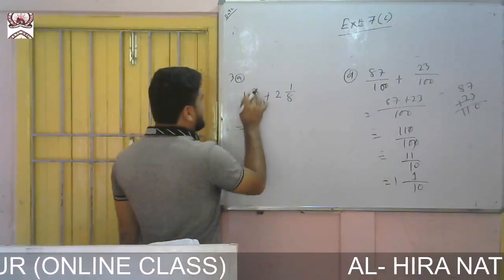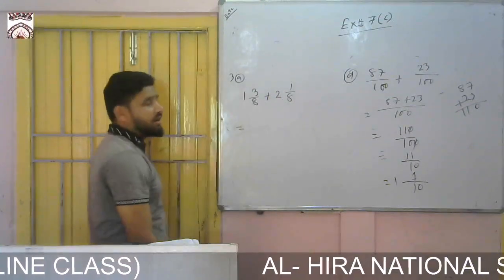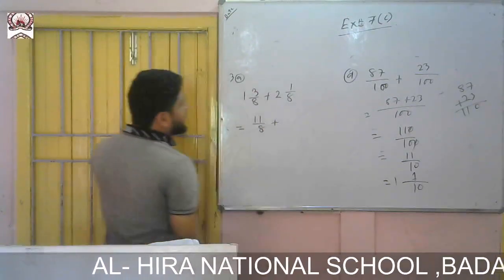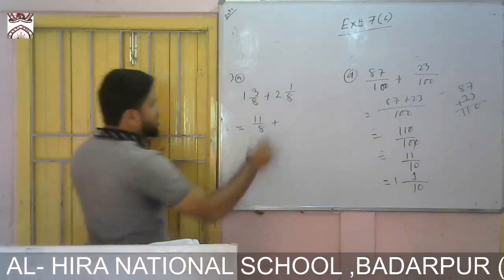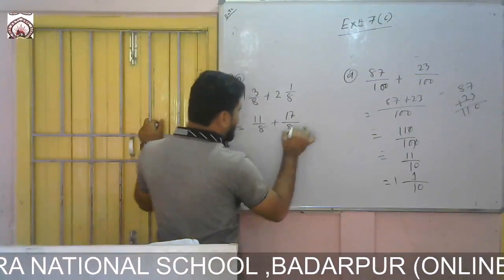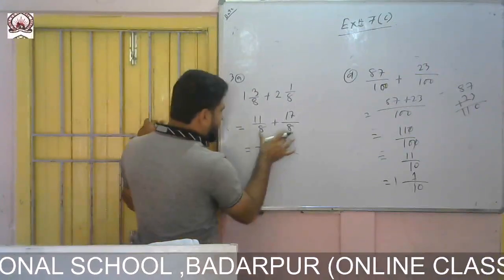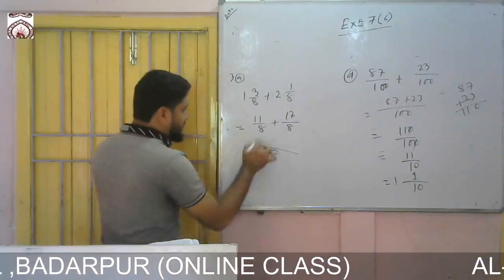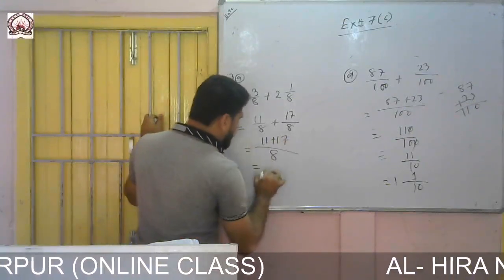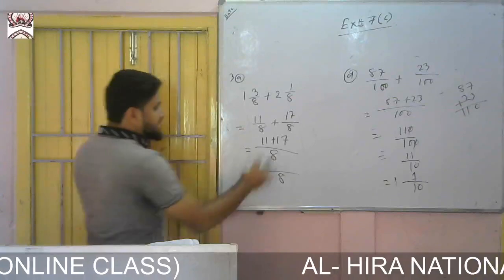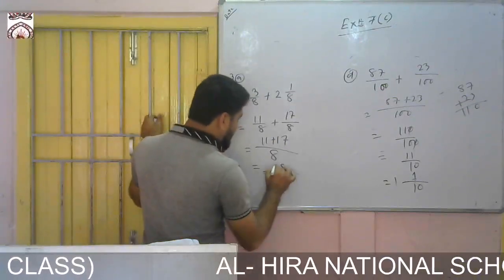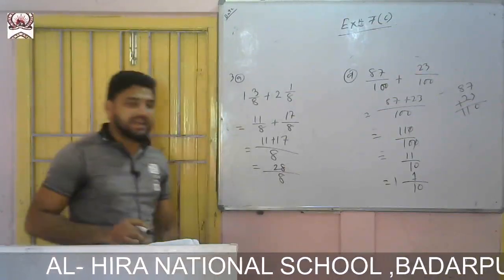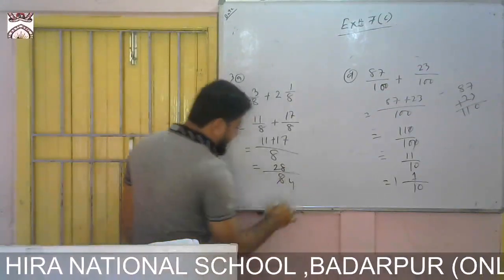8 1s are 8 and add this numerator. So 8 1s are 8 plus 3 is 11, 11 by 8. Okay, 2 8s are 16 and 1 is 17, 17 by 8. Now as earlier, both the denominators are same, so LCM will be 8. So you divide 8 by 8, so I can directly add because the denominators are same. So 11 plus 17, 28 by 8. Now we cancel it. 4 2s are 8.